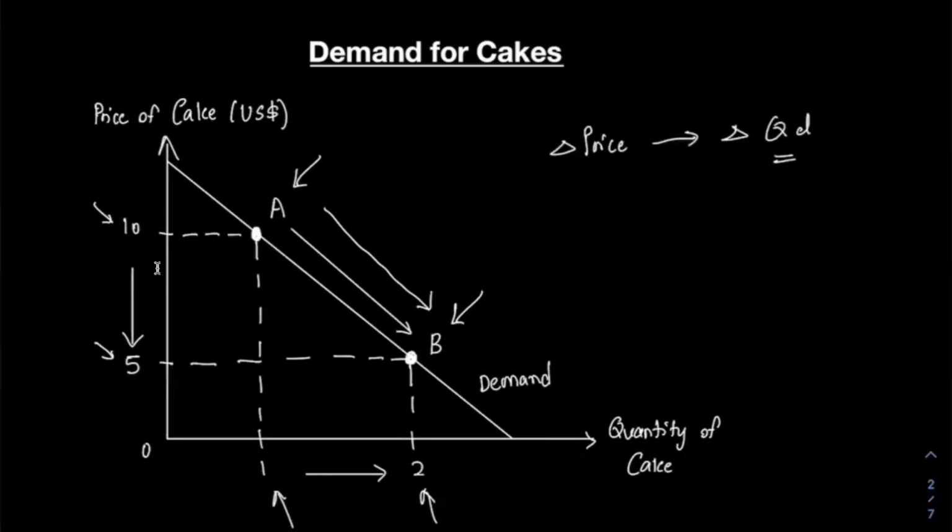And please take note, as I've mentioned in my previous example, that it is a change in the quantity, not the change in overall demand. So it is a change in the quantity demanded that is caused by a change in price, not the change in demand.